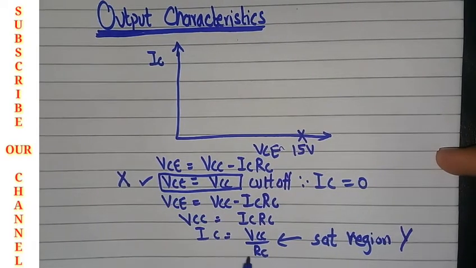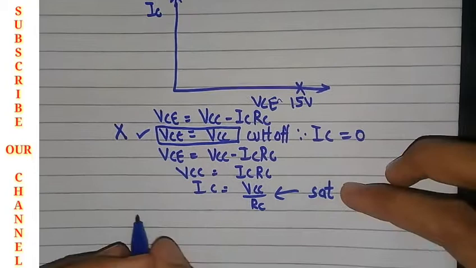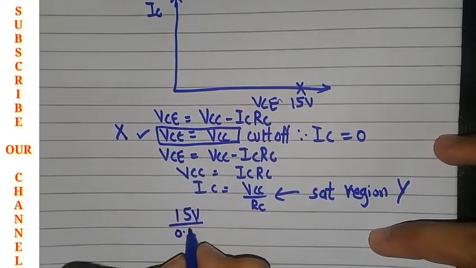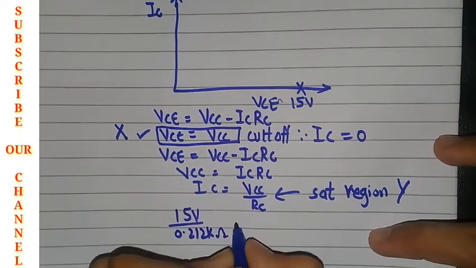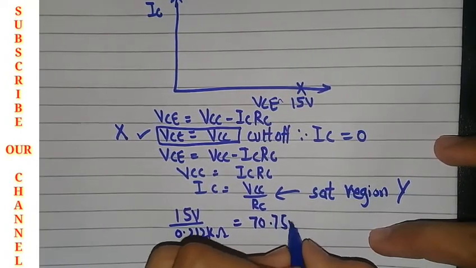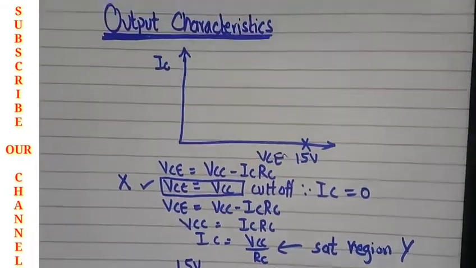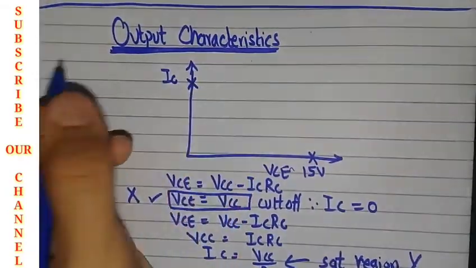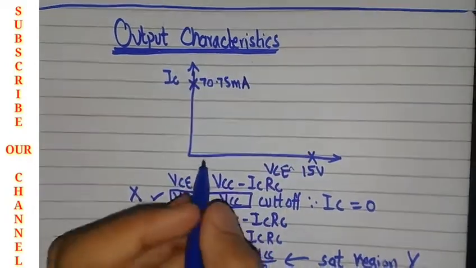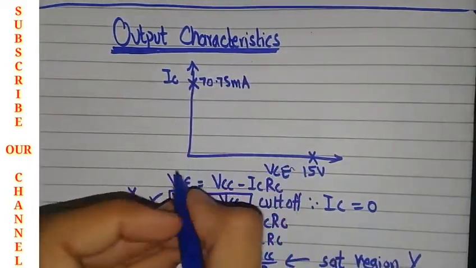So 15 divided by 0.212 kilo ohms, the value of RC. Putting the value of 15 volts divided by 0.212 kilo ohms, this will be equal to 70.75 milliamps. So here is the point of the saturation region, and this will be 70.75 milliamps. These two are the fixed points.